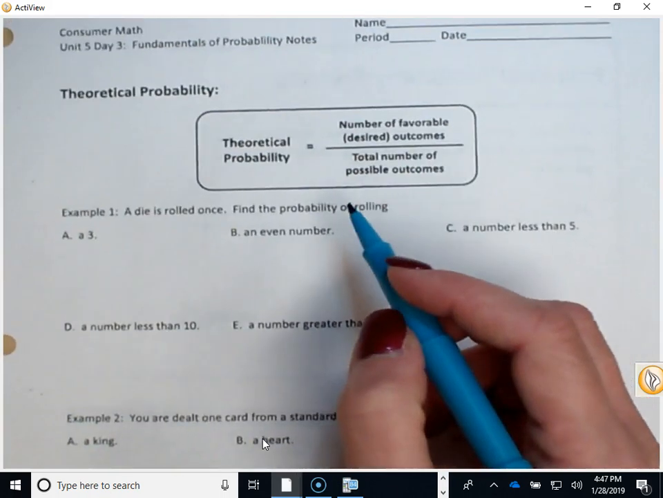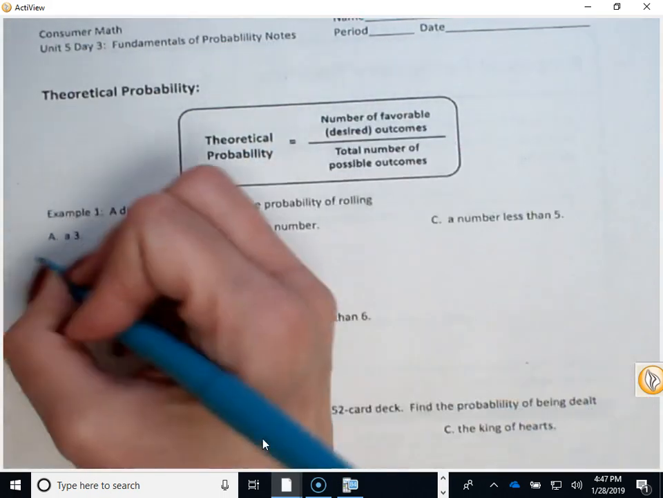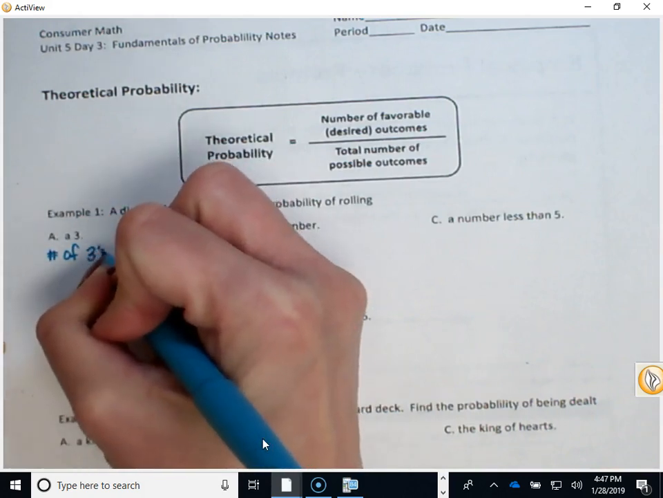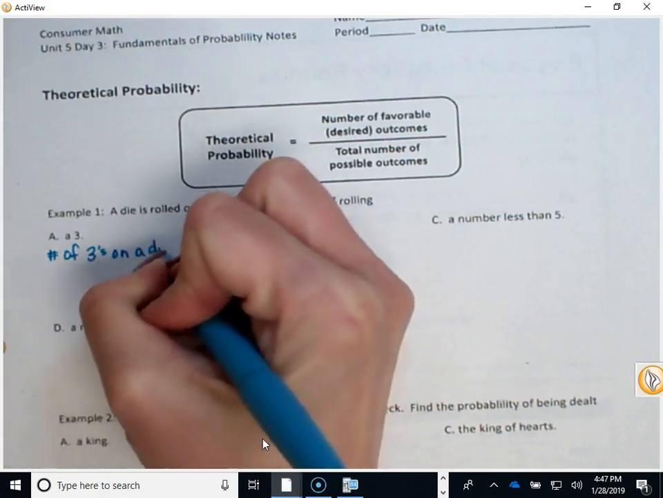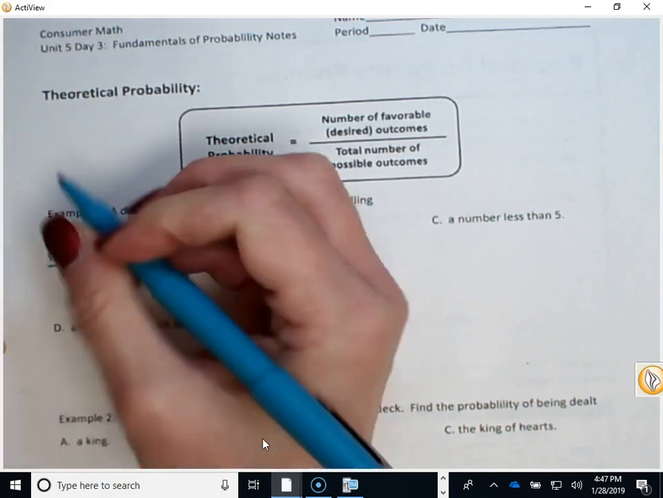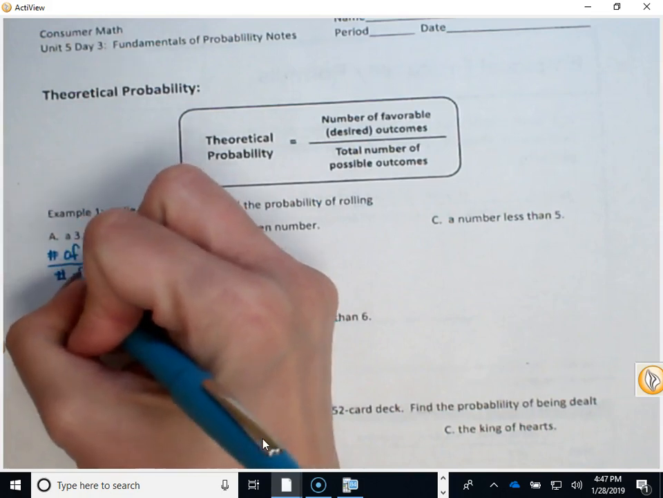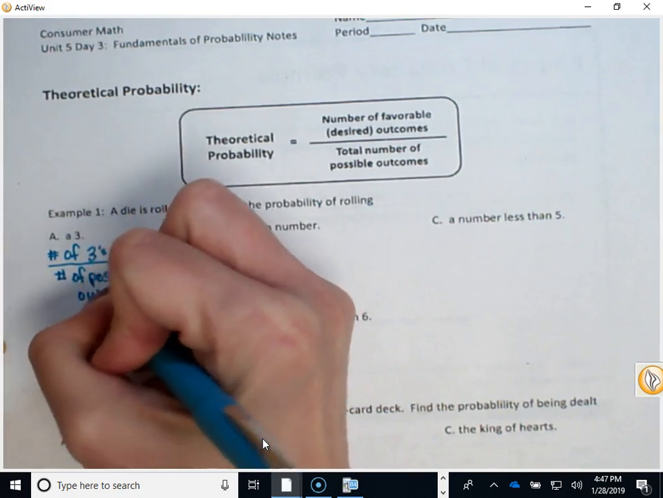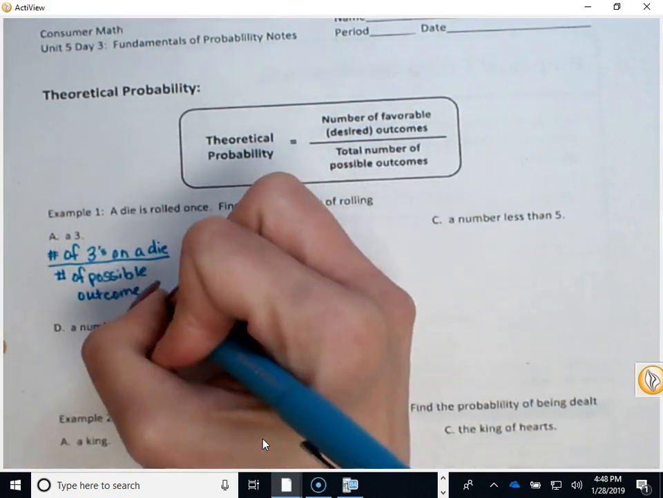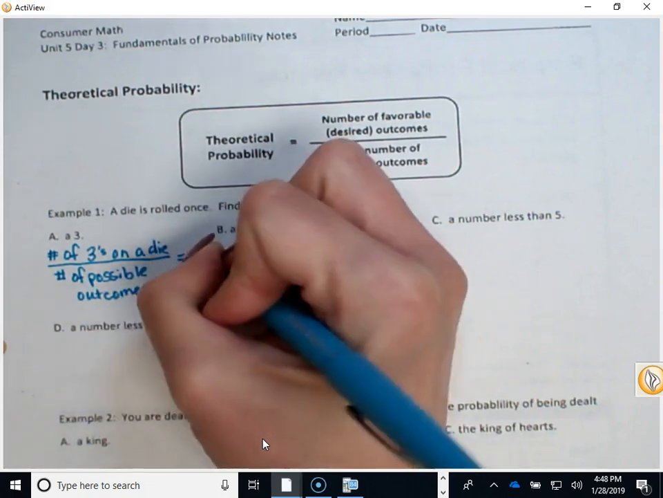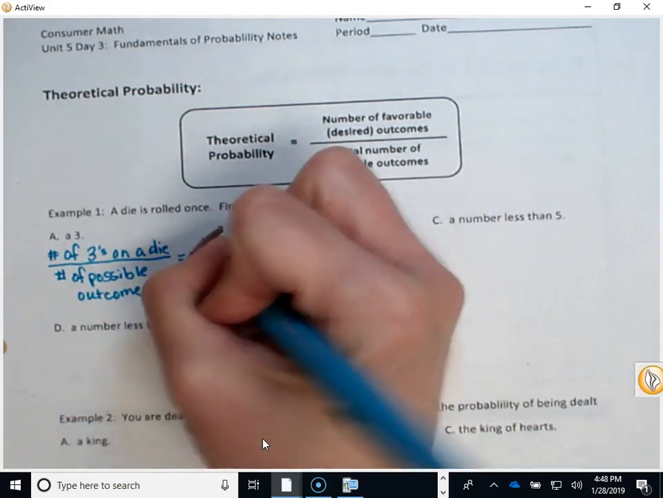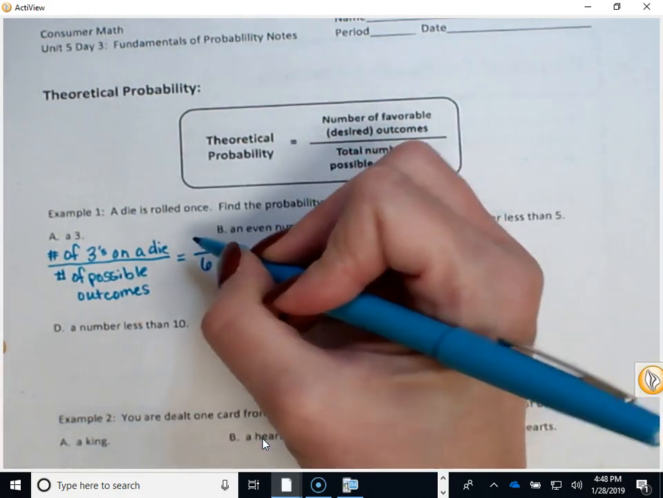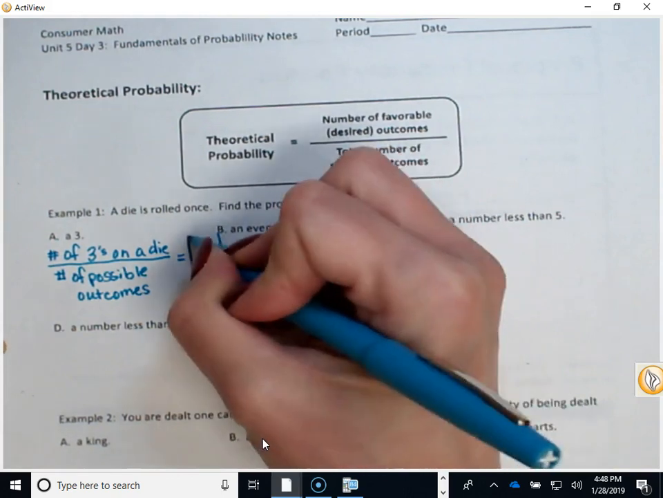So let's go ahead and write that out in our notes here. For finding this probability, we want to write the number of 3s on a die in the numerator over the number of possible outcomes. I have to find a finer pen. So there's only one 3 on a die, but the possible outcomes on a die are the numbers 1 through 6. So there's 6 possible outcomes. So our probability of rolling a 3 is 1/6.